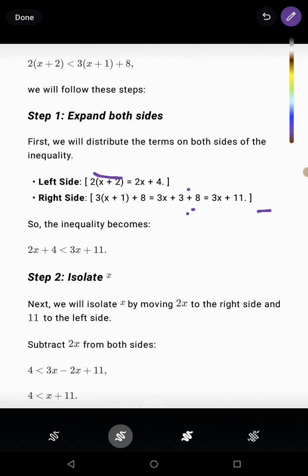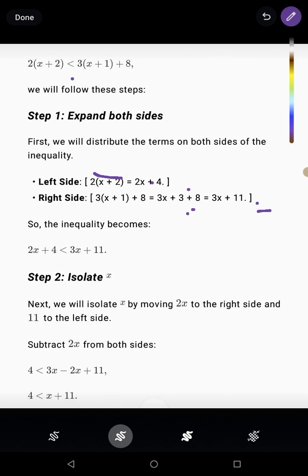Now the inequality becomes what? 2x, LHS, RHS. But there's a less than there. So that will be 2x plus 4 less than 3x plus 11. The next thing, regroup. Now, take a look at this, the way the solution here is going to look like. Now we have 4 less than 3x. Sorry, we are regrouping, trying to isolate x.